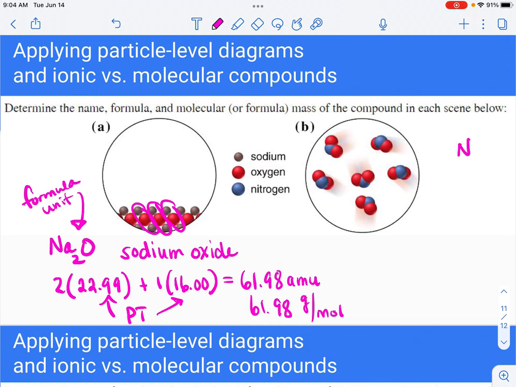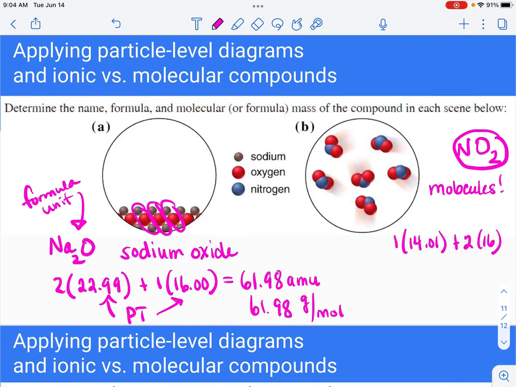Okay, I'm going to do the same with the other half of this question, and I can see here that I have nitrogen and oxygen in a 1-to-2 ratio, and these are discrete little molecules, right? So this is going to be a molecular mass. This is not a crystal with a formula unit. This is going to be a molecular mass, and it would be 1 times 14.01 for the nitrogen and 2 times 16 for the oxygen, which gives me 46.01 AMUs as the molecular mass, and 46.01 grams per mole as the molar mass.